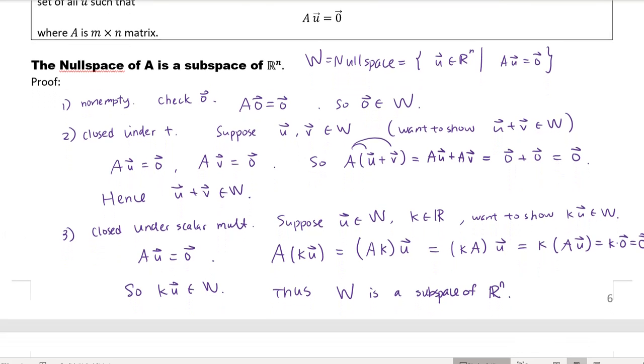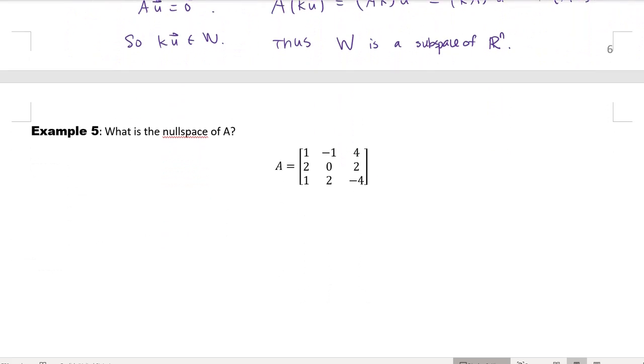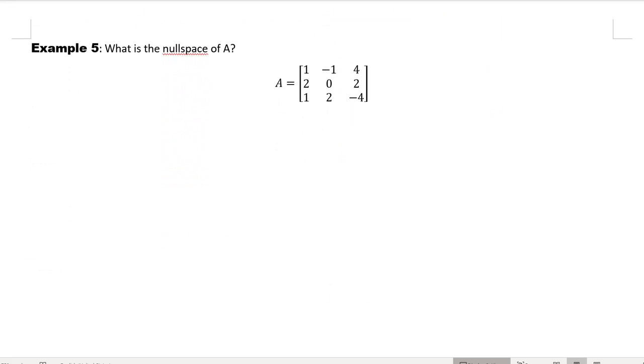Alright, good. Let's continue. So example 5. What is the null space of A? Okay, so the null space is the solution space. We want to express it in terms of a space. So now let's see how we do it. But first of all, we want to find the solution. Okay, so here we have a matrix A.